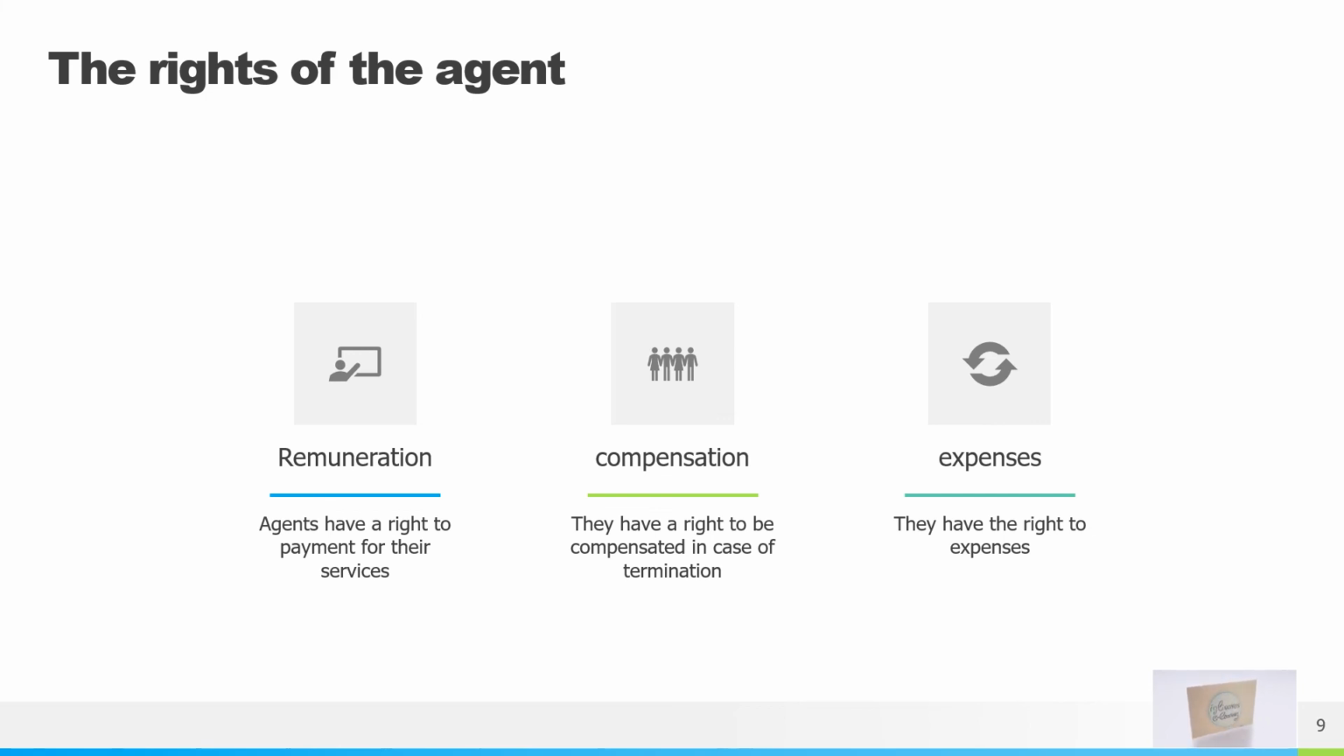And in order to receive payment, it needs to be specific in the deal that they've got with their principal. What do they need to do in order to get that payment? And they need to be given the opportunity to earn, if they're earning a commission, they need to be given the opportunity to earn that commission.